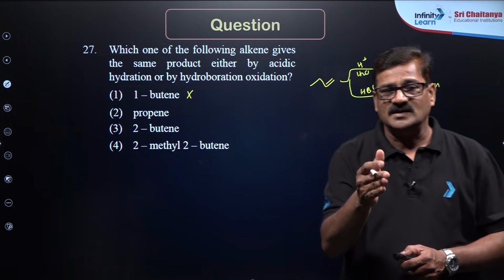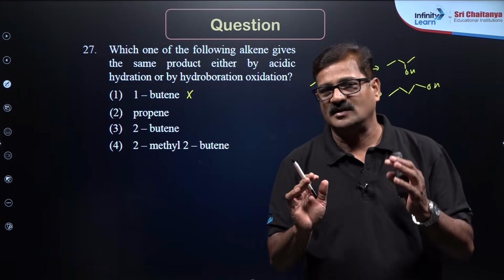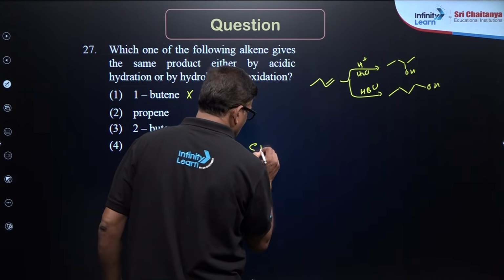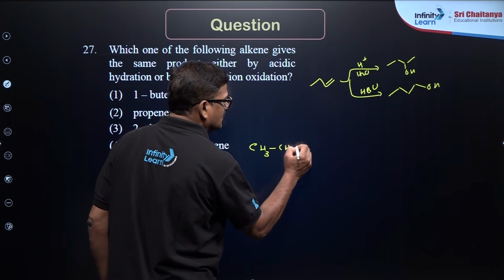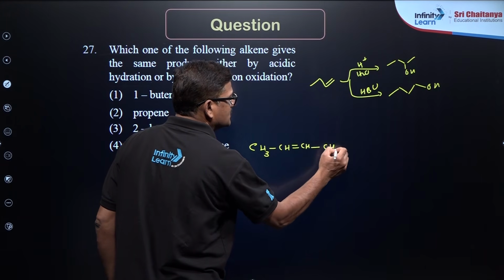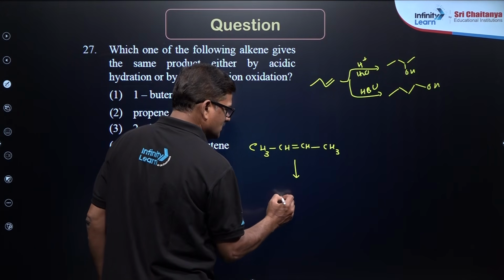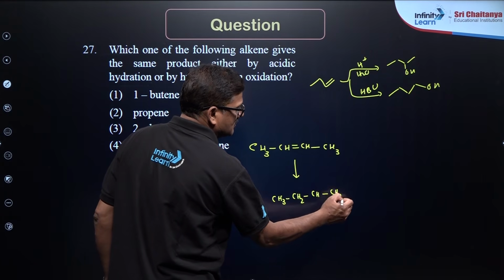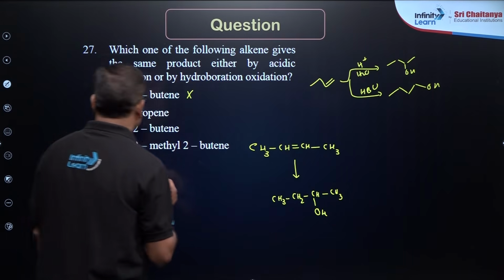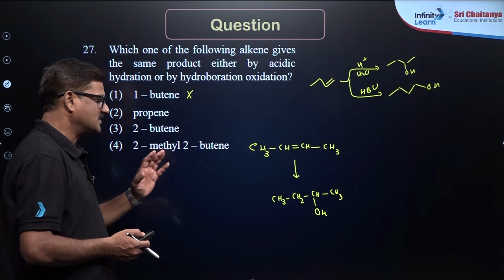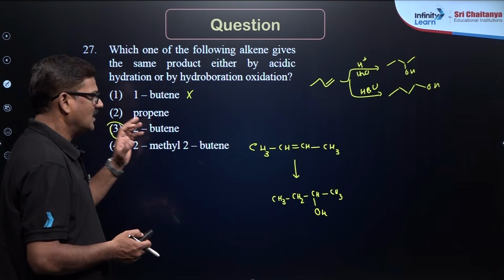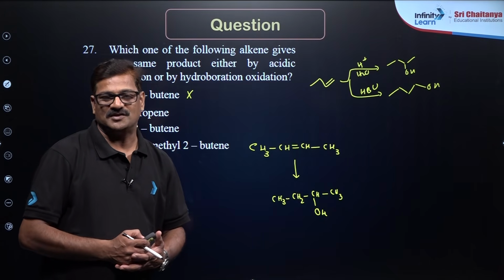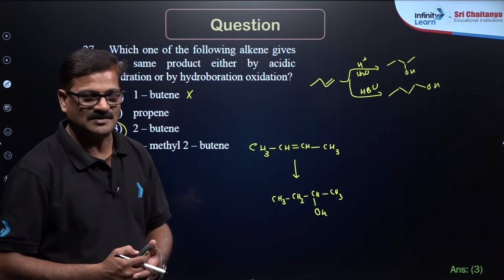The condition is that a symmetrical alkene is going to give you the same product. But 2-ene, CH3CH=CHCH3, you are going to get the product CH3CH2CH(OH)CH3, whether it is hydroboration oxidation or acid catalyzed hydration. Option 3, but-2-ene gives the same product in the hydration. So option 3 is the correct answer for this question.